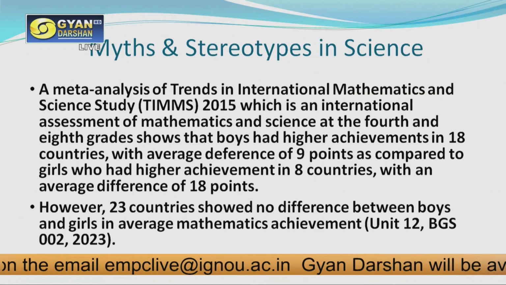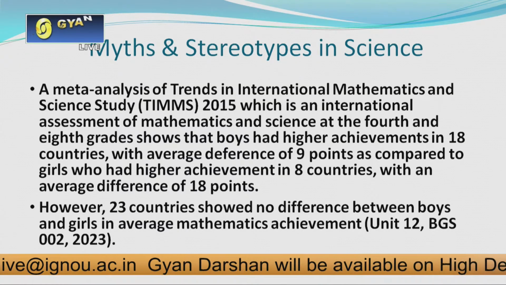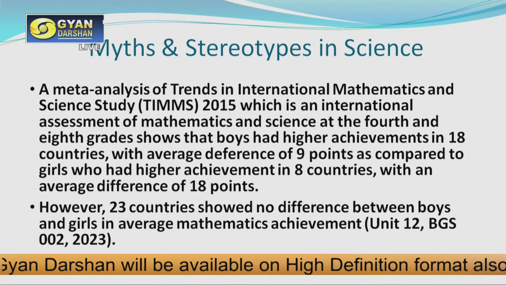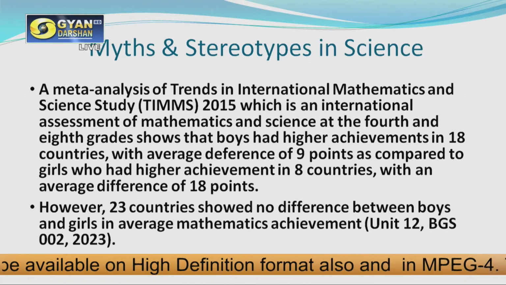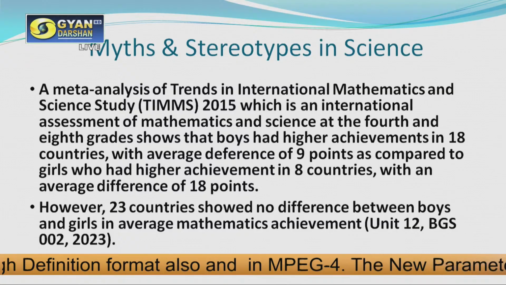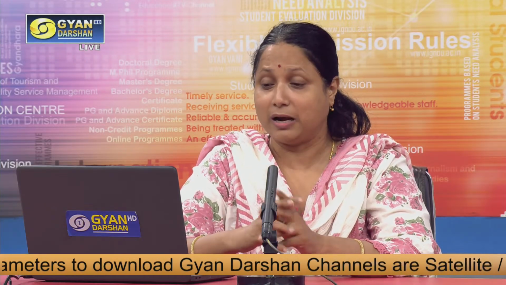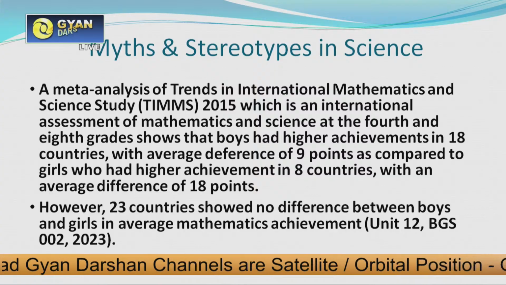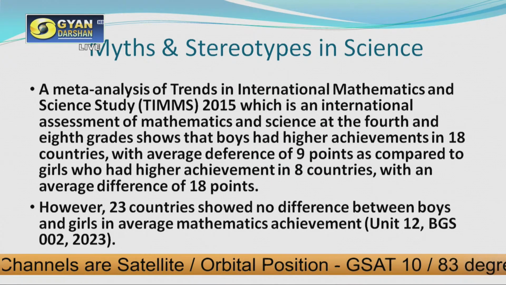So this study shows that in 18 countries boys did well with an average difference of 9 points, as compared to girls who had higher achievement in 8 countries. But in the countries where girls did well in this mathematical assessment, the average difference was 18 points. So you could see that. That is not a stereotype. When I was in school, there was a kind of stereotype that girls will do certain disciplines like humanities, social sciences, home sciences, right?